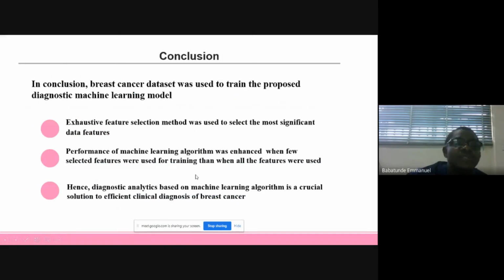So in conclusion, the breast cancer dataset was used to train the proposed diagnostic machine learning model. The exhaustive feature selection method was used to select the most significant data features. The performance of the machine learning algorithm was enhanced when few selected features were used for training than when all the features were used. Hence, diagnostic analytics based on machine learning algorithms is a crucial solution to efficient clinical diagnosis of breast cancer.